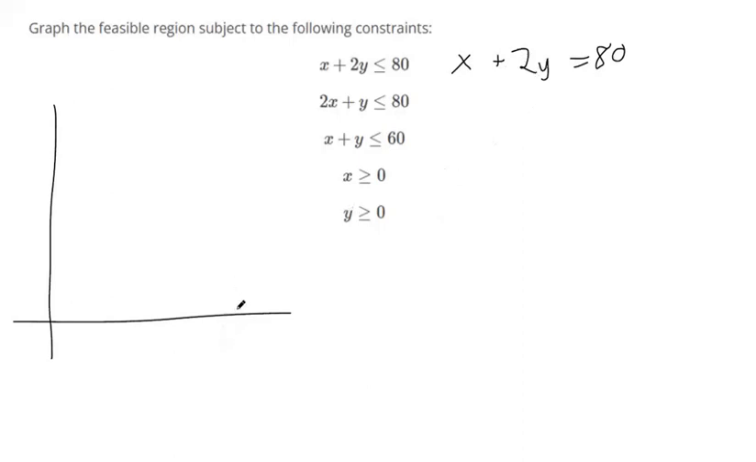Or I could go in reverse. I could plug in 0 for x, and I get y is 40. And there is the first line. So here I'll color code these.